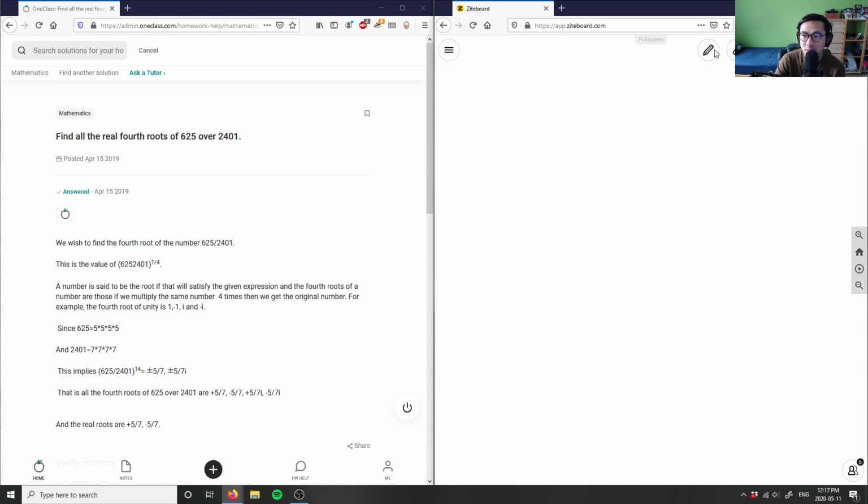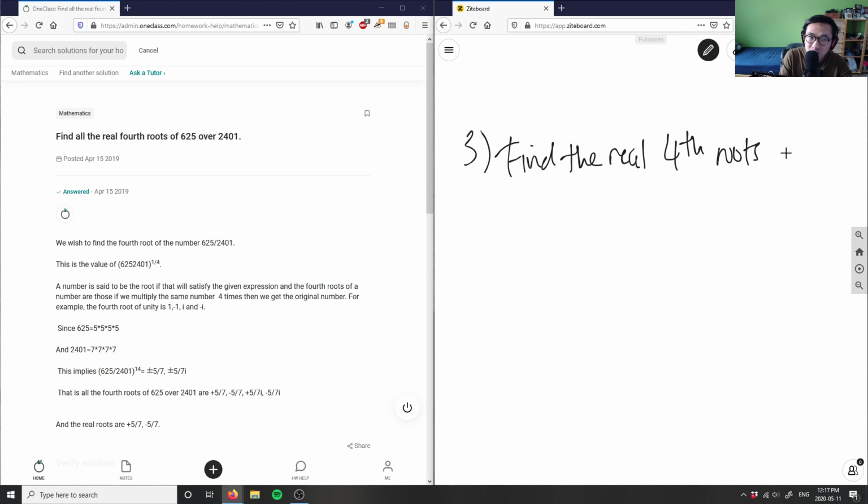Number 3 is asking us to find all the real fourth roots of 625 over 2401. So I want to find the real fourth roots of 625 all over 2,401. Okay, so I'm trying to find this value here. I'm trying to find the fourth roots of this fraction.